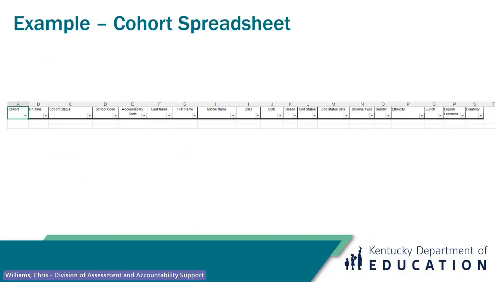Here's an example of the cohort spreadsheet. The screenshot shows an example of this spreadsheet available for you to download from the secure web application. For DACs, for cohort, the spreadsheet will have columns for all the demographic information for the student. It will also have enrollment status and date, what their diploma type was, if they have one, and their 100-day accountability, etc.